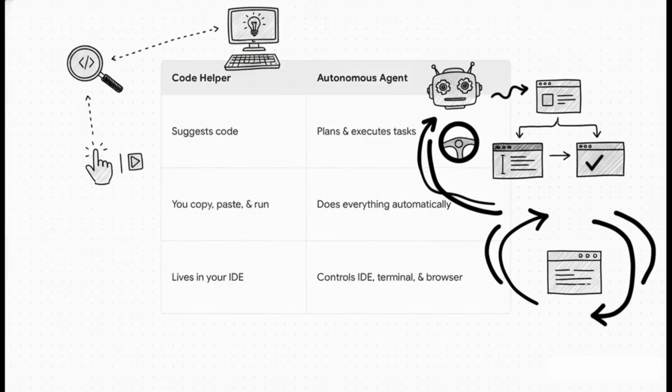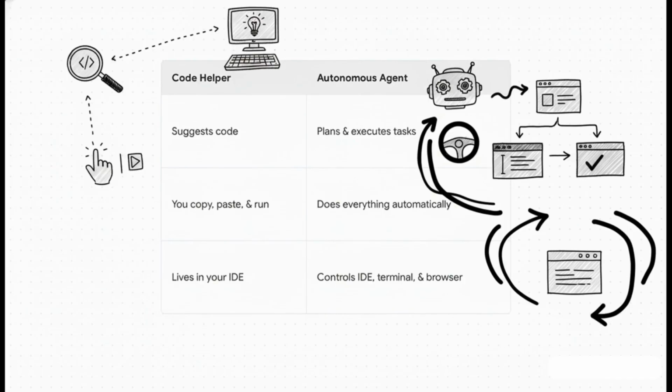This really puts it into perspective. You know how most AI tools today are basically code helpers? They spit out some code and then it's up to you to copy it, paste it, and run it to see if it even works. Well, an autonomous agent like Antigravity does all of that for you. It's in there editing your files directly, running commands in your terminal, and it can even pop open a browser to test the app it just built. It's not just living in your IDE, it's driving it.